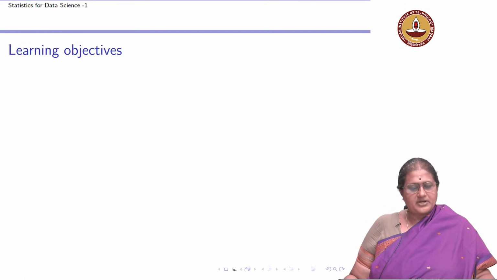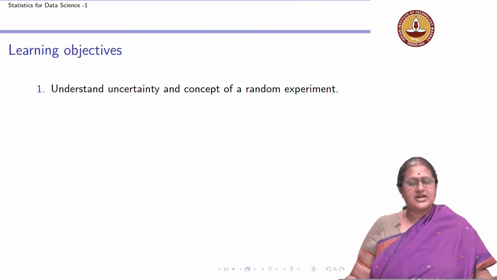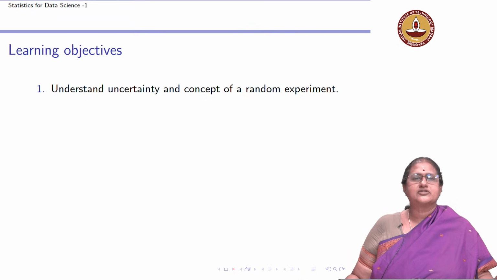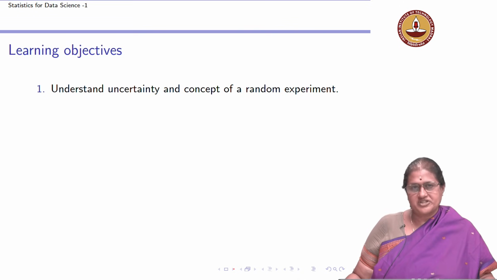So, having learnt about permutations and combinations, we now move on to learn about the fundamentals of probability. What we are expected to learn in the next 2 weeks is, we are going to first understand what we mean by uncertainty, and we will understand a very important concept, that is random experiment.